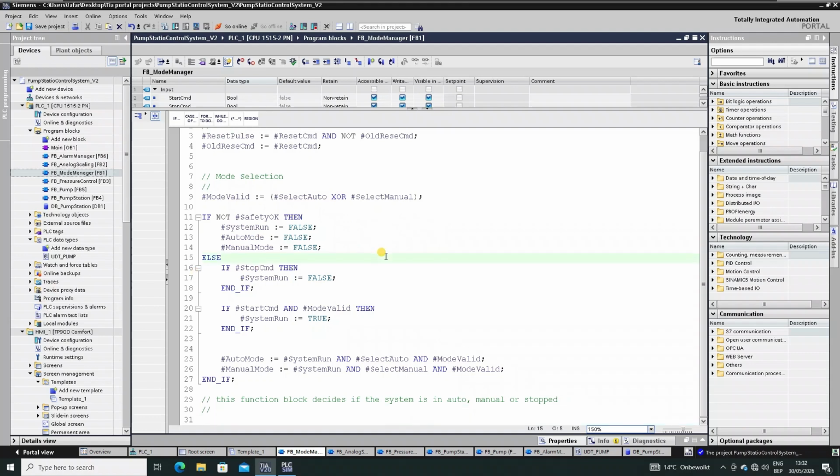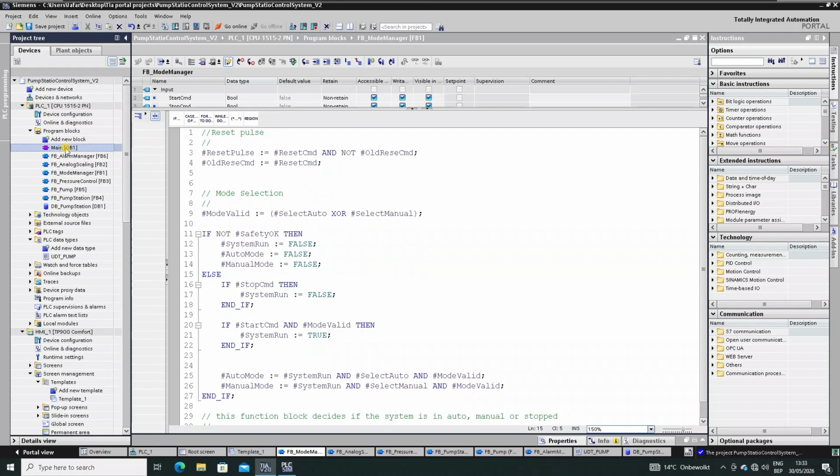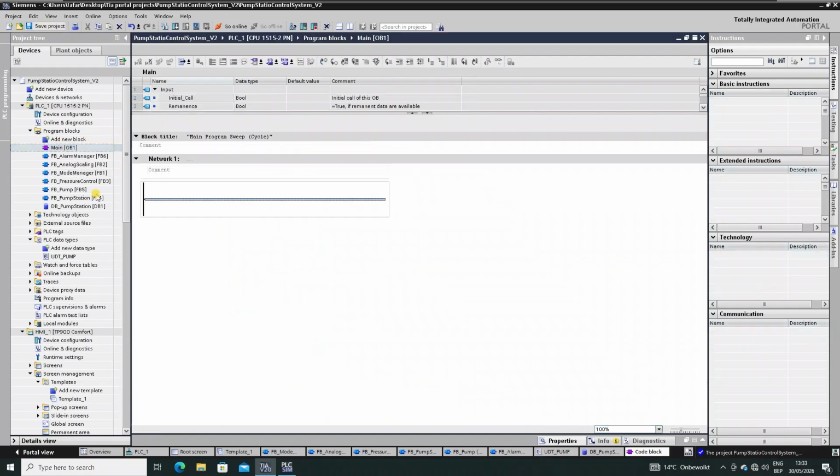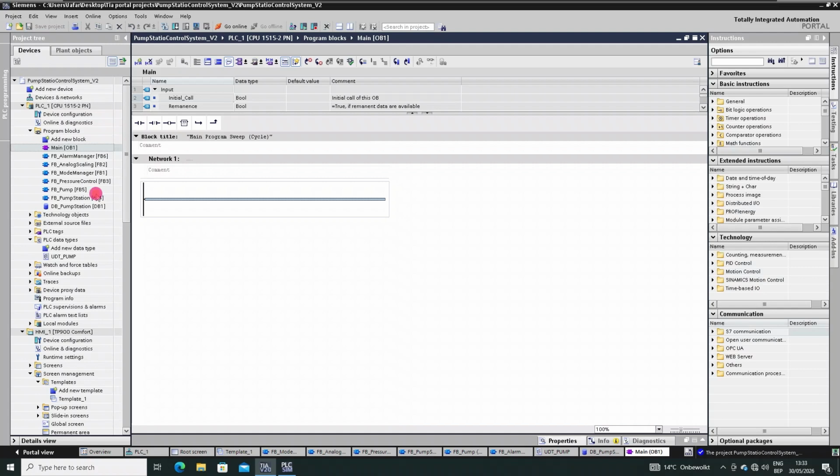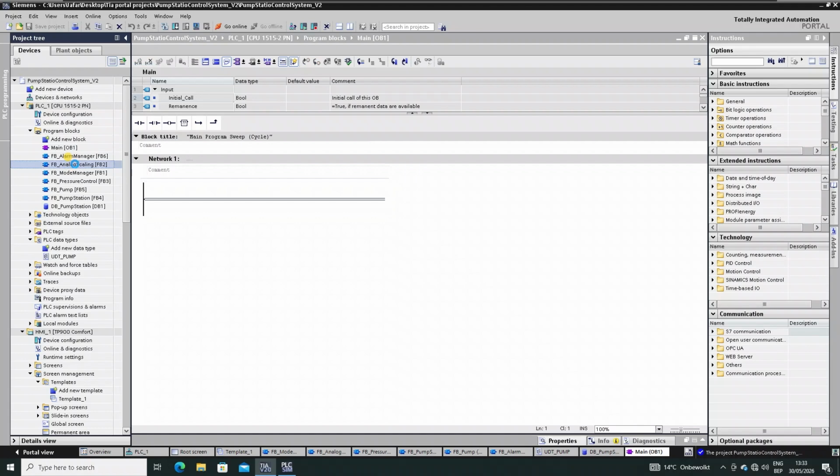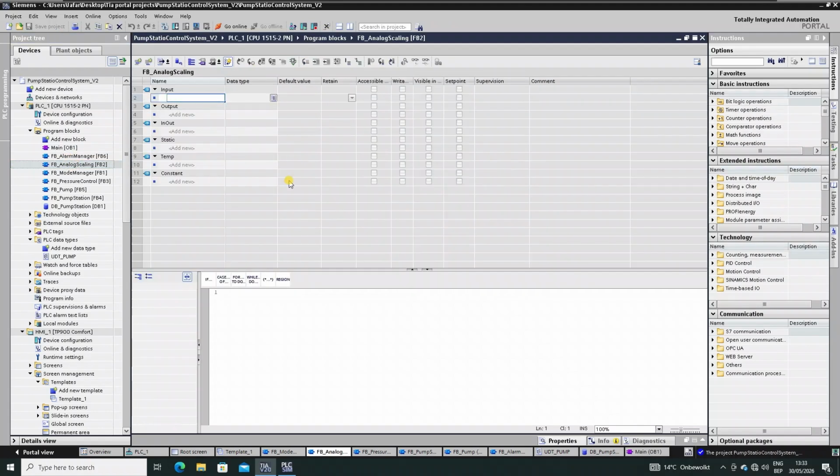In the next step, we will start coding the FB_AnalogScaling function block. This block will be used to convert raw analog input values into real engineering values, such as pressure in bar or flow in cubic meters per hour. The first input is raw value.